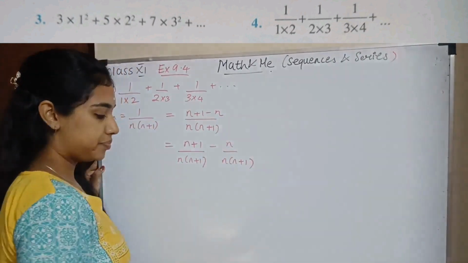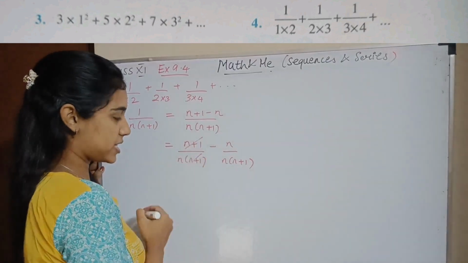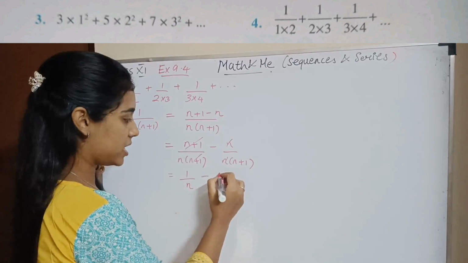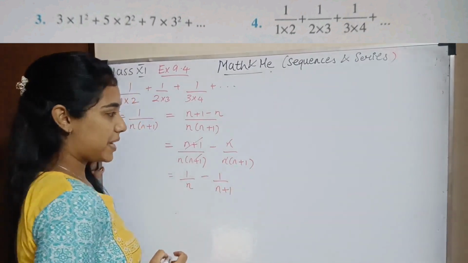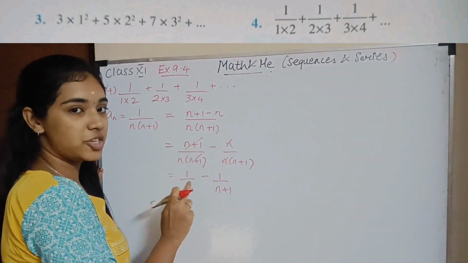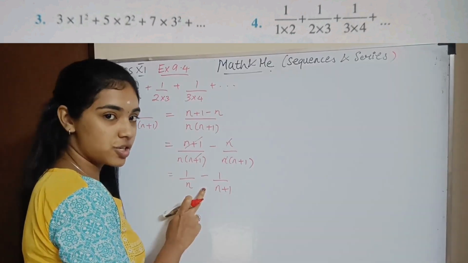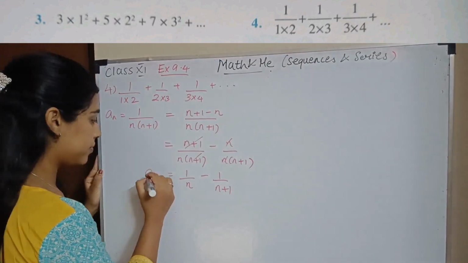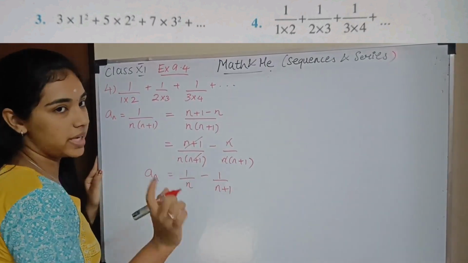So what do I have? n plus 1 and n plus 1 get cancelled. n and n get cancelled. So this is 1 by n minus 1 by n plus 1. Basically this method is called the partial fraction method, which you will learn in your future classes, but this is a shortcut to do this. So what is your an? an is 1 by n minus 1 by n plus 1.